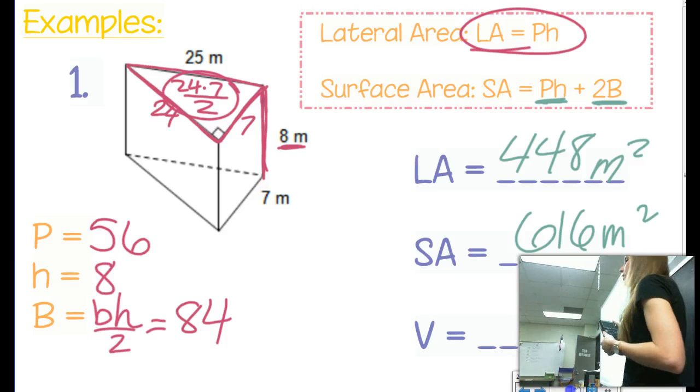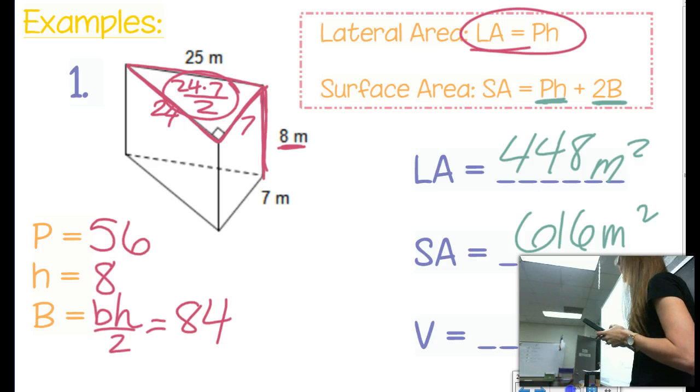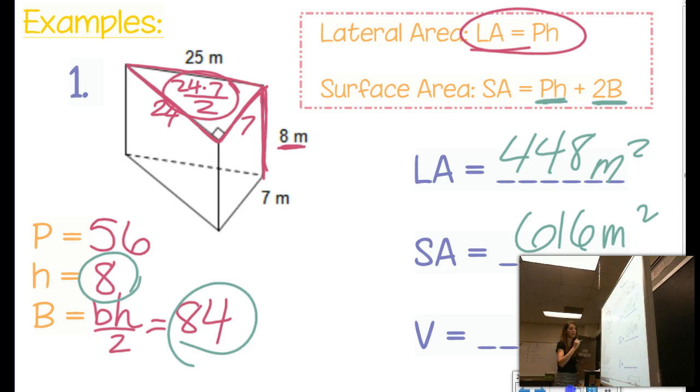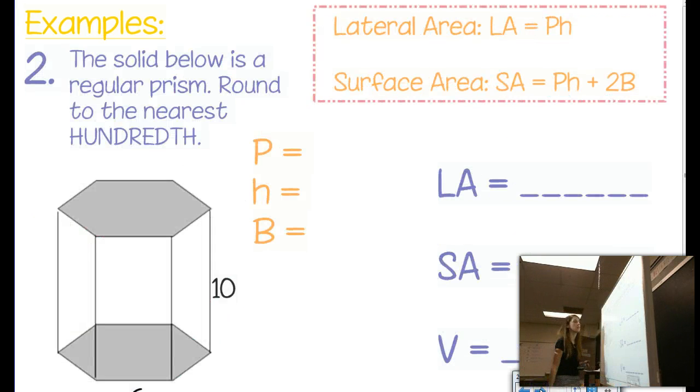And Austin, get us our volume. Base times height. We've got our base right here. We've got our height right here. 672 meters cubed. 672 meters cubed. And that is how you find every piece of information you could ever know about a triangular prism. Whew. Let's move on.